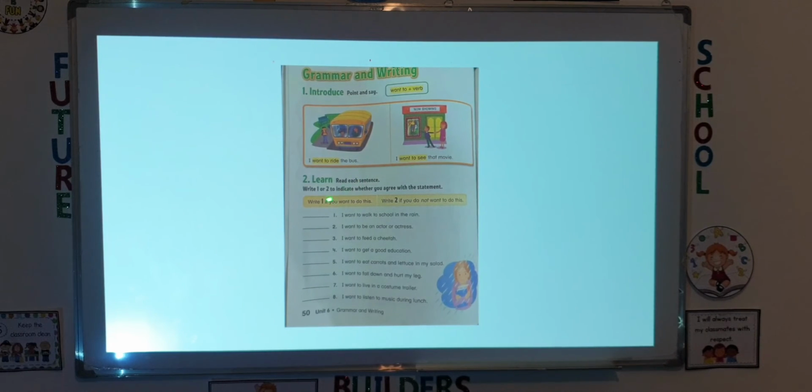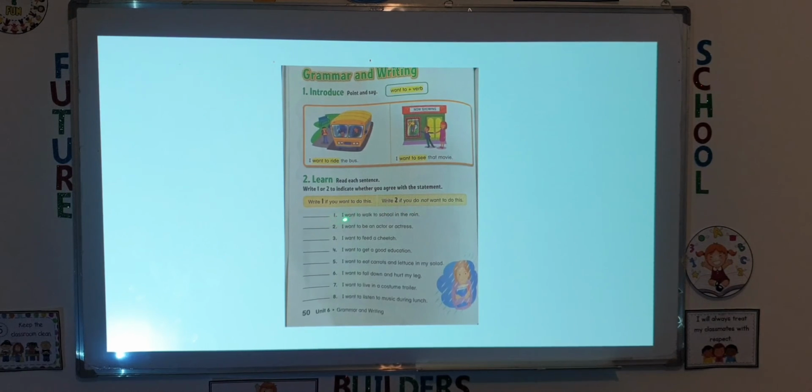Now, learn. Read each sentence. Write 1 or 2 to indicate whether you agree with the statement. Write 1 if you want to do this. Write 2 if you do not want to do this. So the answers are up to you. I can't answer them for you because it's all about you. I just want to read the sentences for you and you have to answer with 1 if you want to do what is in the sentence, and 2 if you don't want to do what is in the sentence.